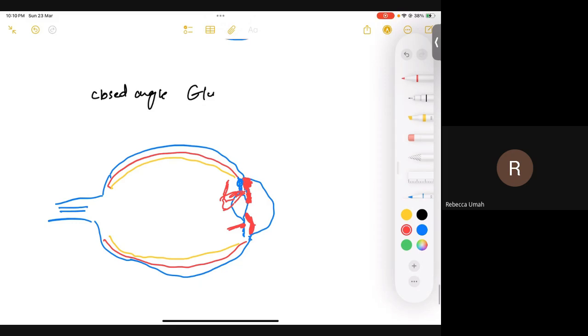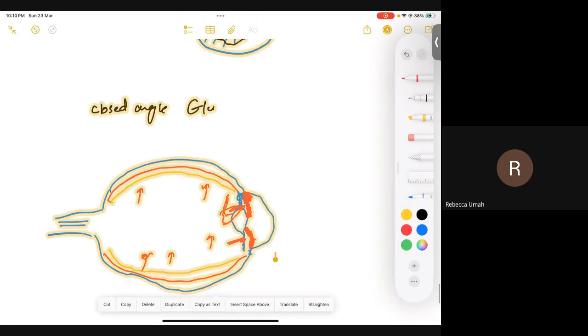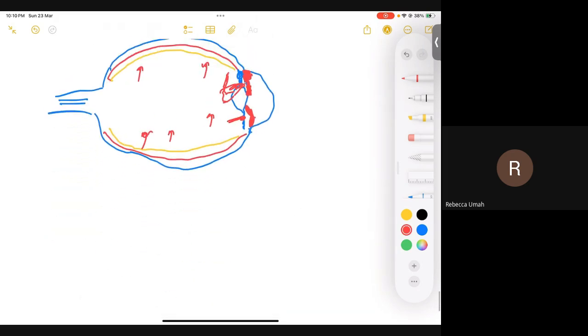And again, the intraocular pressure increases. If the intraocular pressure increases in closed angle glaucoma, again it would compromise your optic nerve. And again, we are going to have an increased cup to disc ratio. Is that clear? And it would lead to glaucoma. Is that clear?